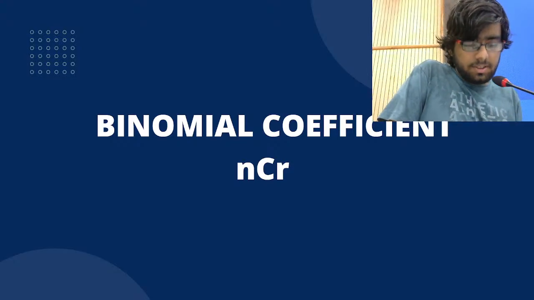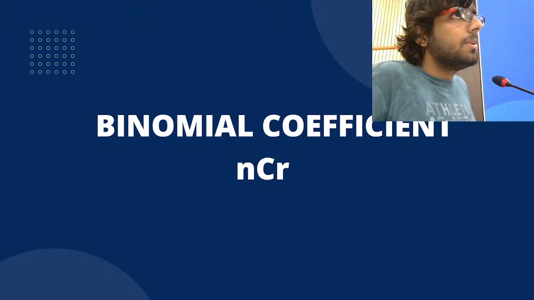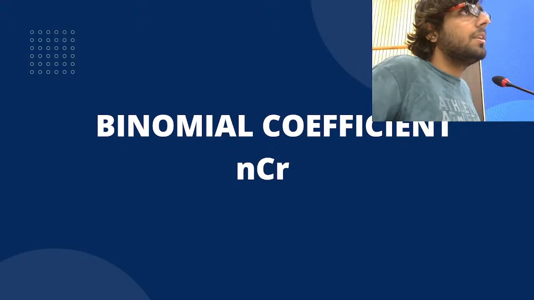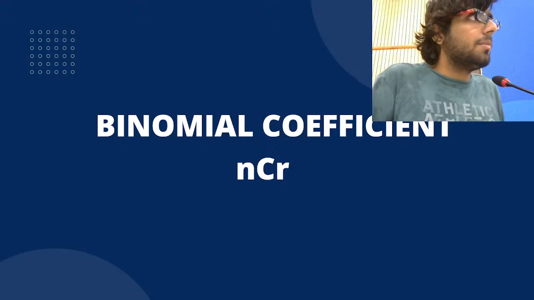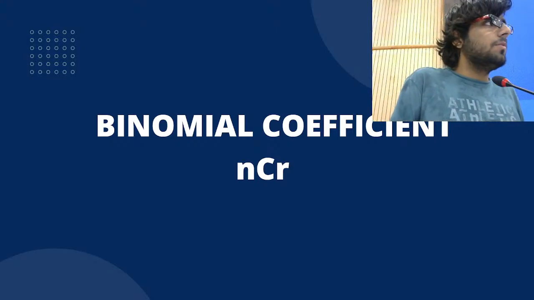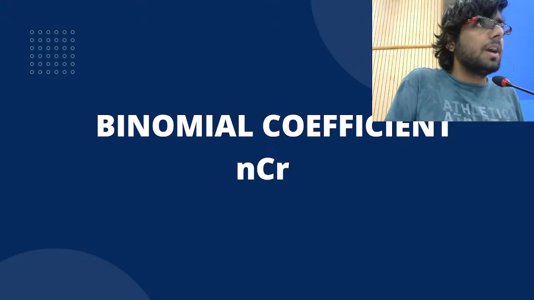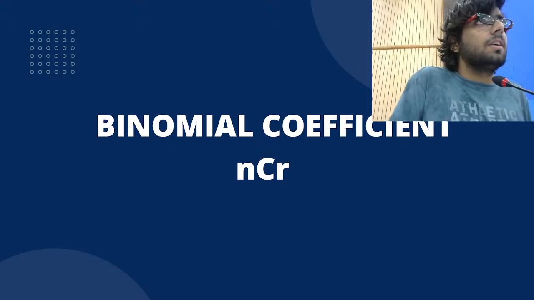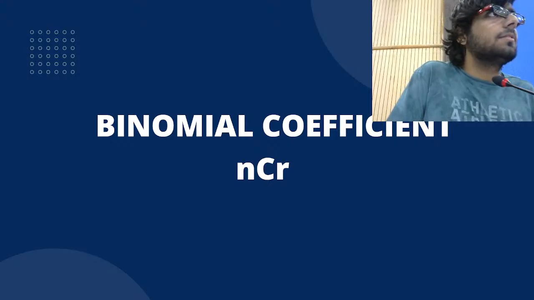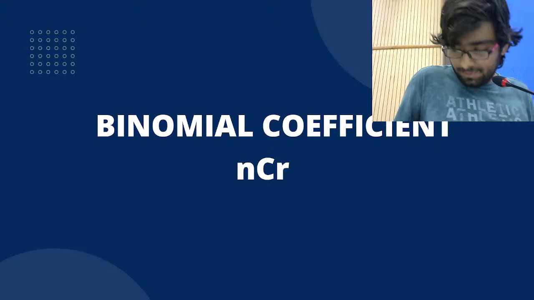Modular inverse is of course a better technique, but we can also use the recurrence relation of nCr. That nCr equals n minus 1 Cr plus n minus 1 C r minus 1. So we form a DP like that and we can calculate nCr through that. So यह recurrence relation पता था ना सबको? Clear, ठीक है.